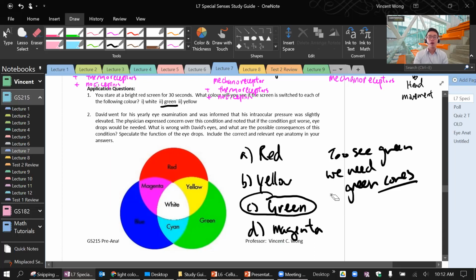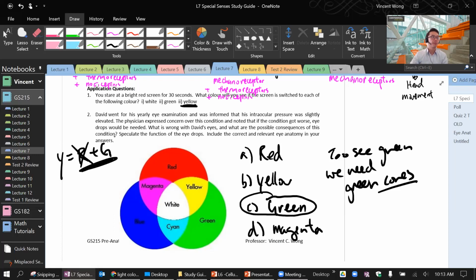Okay. However, if I switch to a yellow screen, right? Yellow is red plus green. So if you exhausted the red by staring at a red screen, when you switch to a yellow screen, now it's going to appear as green. Okay. Are we together on this concept? You're probably going to see like 1 or 2 questions on this on the test.